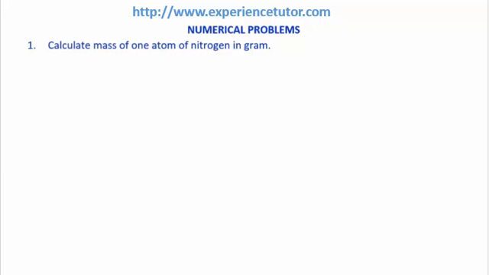Our first question is calculate the mass of one atom of nitrogen in gram. To solve this, first we should know that mass of 6.022 into 10 to the power 23 atoms of nitrogen is equal to gram atomic mass of nitrogen, which is equal to 14 gram.